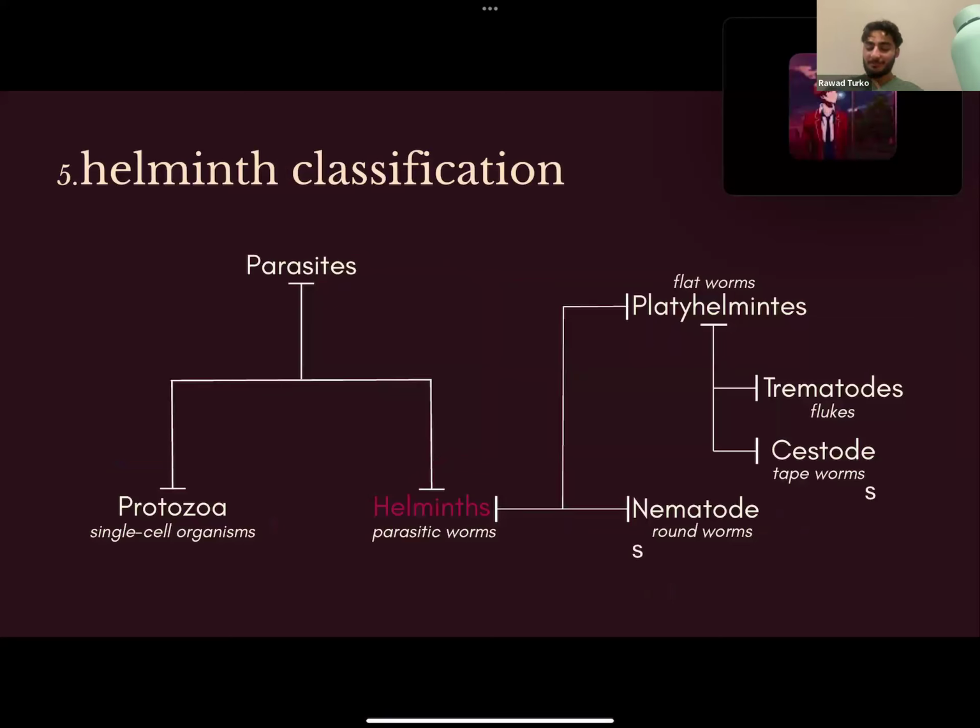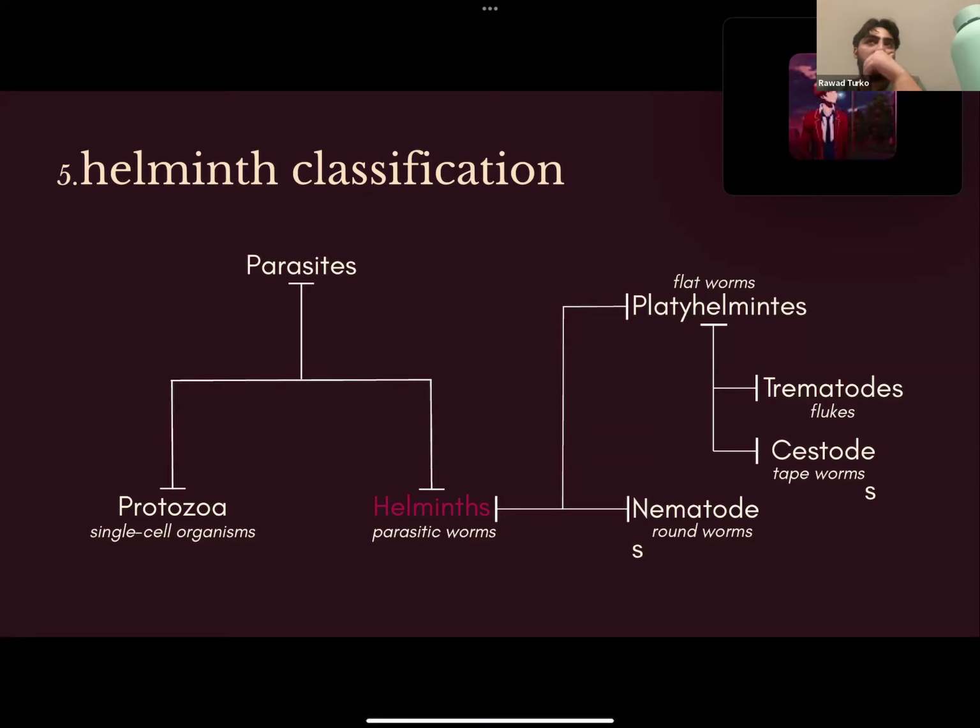Okay, helminths. This is the second half. First of all, helminths are parasitic worms. Since they're parasitic worms, we can classify them based on their shape. Either they're flatworms, which are the platyhelminths, or they're nematodes, which are the roundworms. In your slides, it also says nemahelminths. It's the same thing as nematodes. Platyhelminths can be further classified into trematodes, which are your flukes, and cestodes, which are the tapeworms.